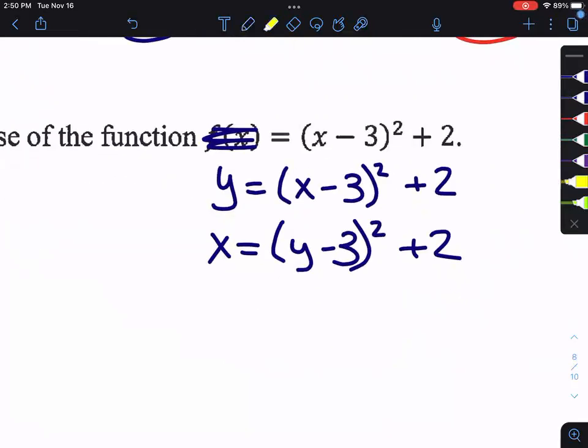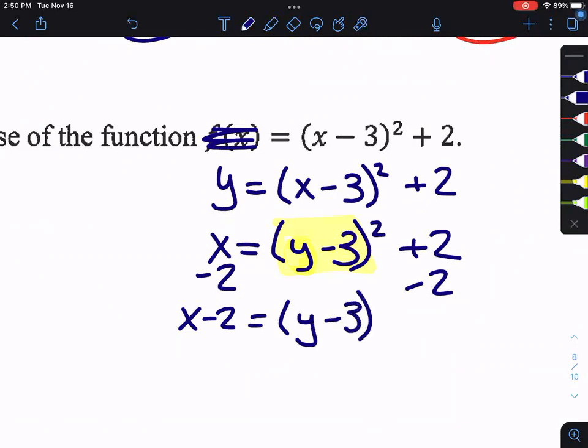In order to solve for y, it's stuck in this set of parentheses. So the first thing I need to do is isolate this whole set of parentheses. So I'm going to subtract 2 from both sides. So x minus 2 equals y minus 3 squared.